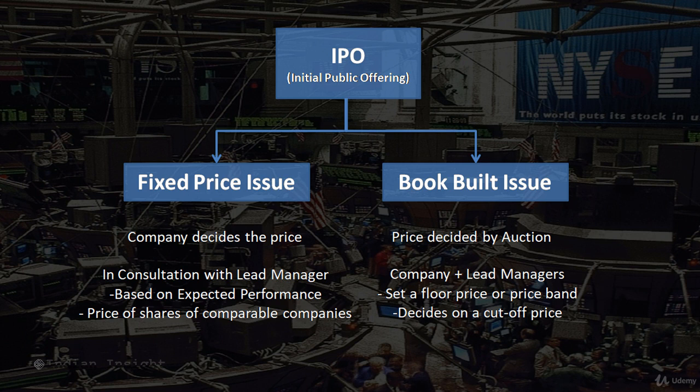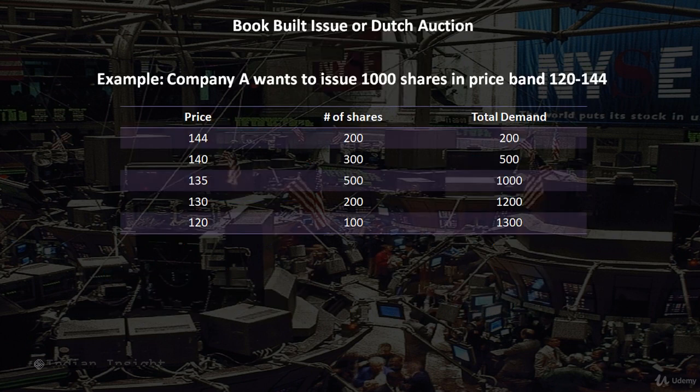Once all the bids have been received, the issuer of the security, in consultation with his lead manager, decides on the cut-off price for the security. All bidders who have bid above this cut-off price get an allotment of shares at the cut-off price. Let's understand this with an example. Let's say a company A wants to issue 1000 shares through a book-built offer. Let's say the company has decided on a price band of 120 to 144.